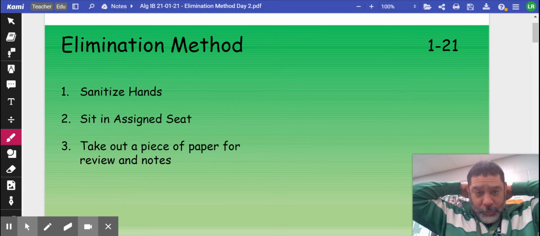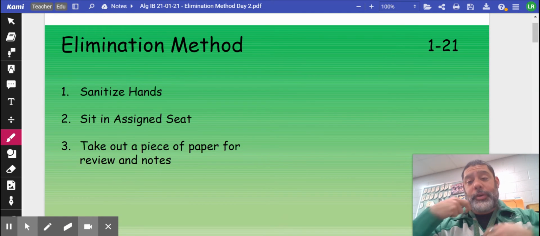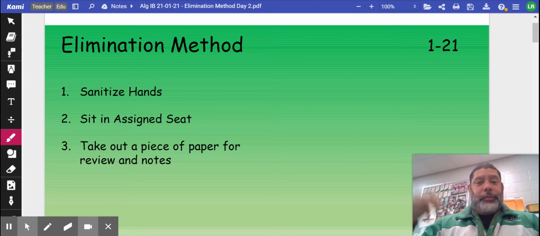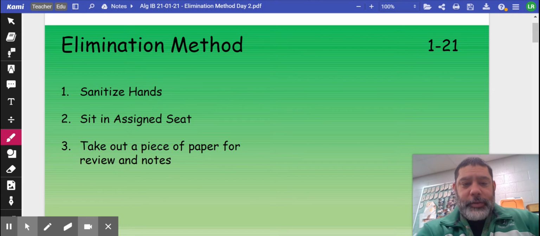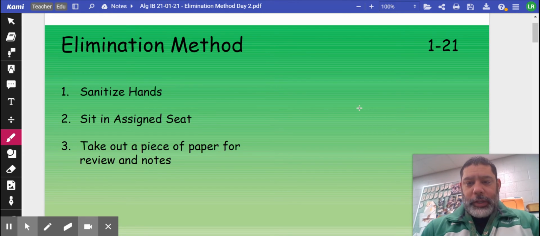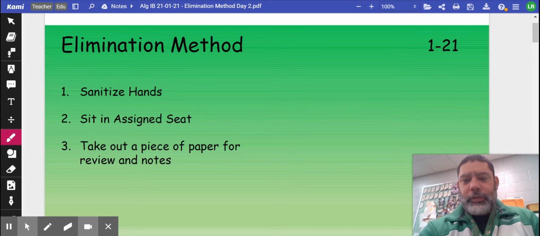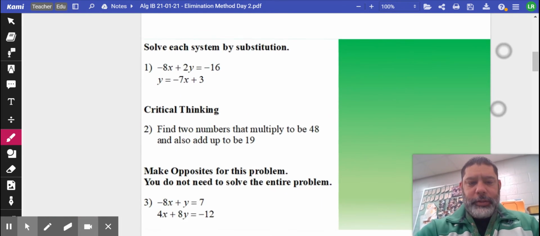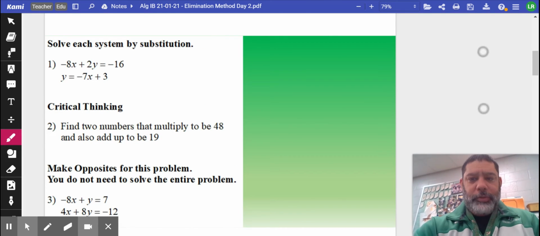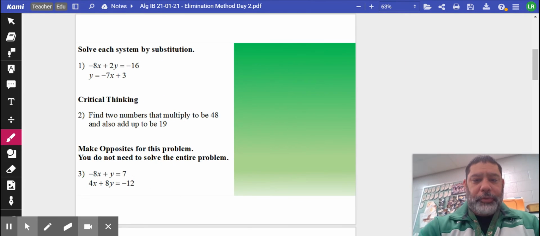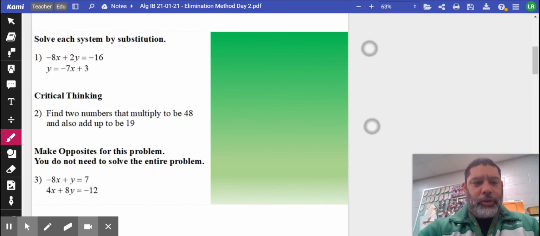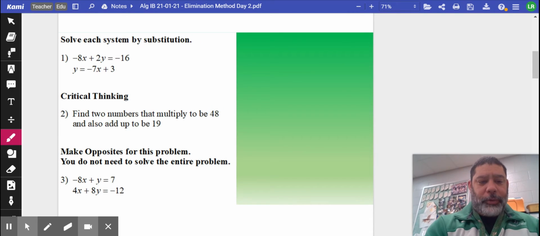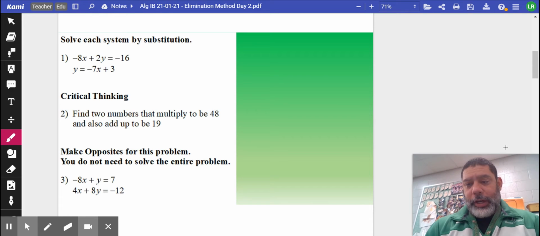Hey guys, we're going to be doing a quick review over the elimination method that we learned yesterday, and then get into some homework. So let's go ahead and start off by completing these three problems. I do want you to notice with number three, I don't want to focus on doing the whole problem for number three. I want you to just do the opposites part. Okay, so let's go ahead and pause the video, and I want you to complete those three problems.